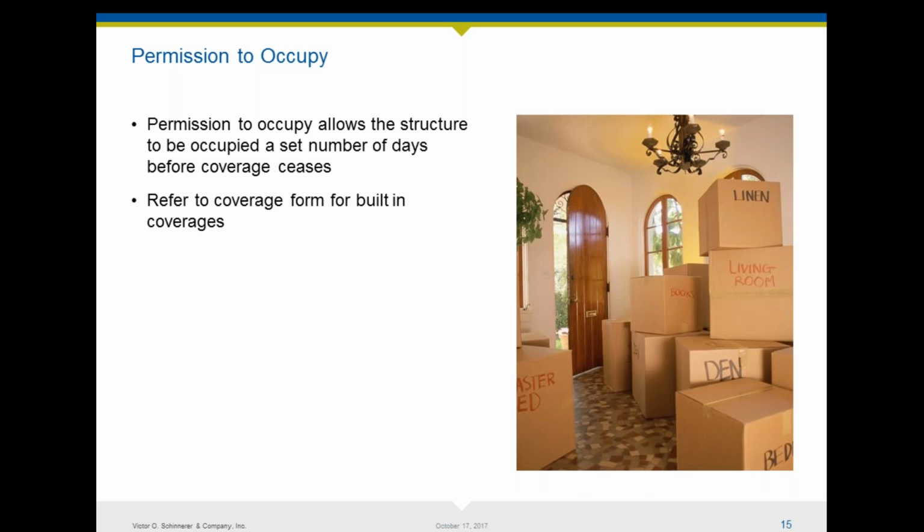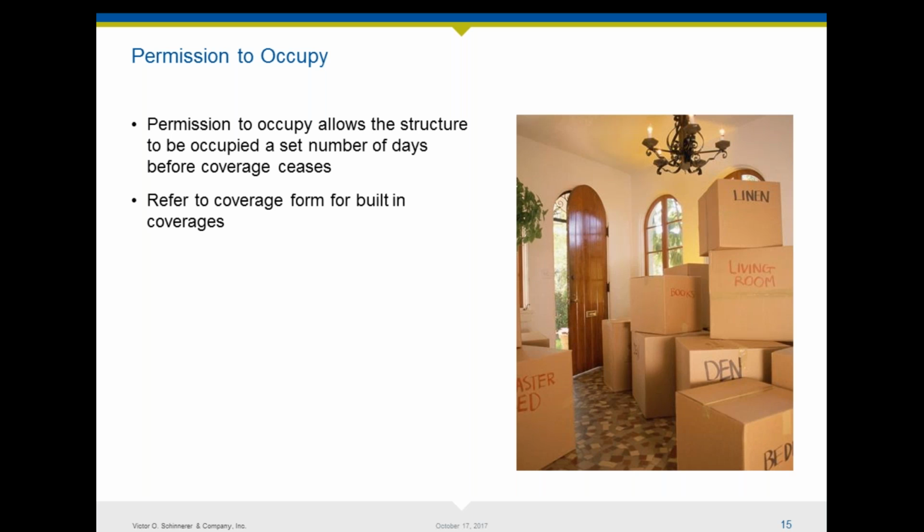The next two we're going to run through rather quickly, just so that we have time to answer any questions that you have. But permission to occupy, that is an endorsement that's available, but I would strongly recommend that you read our coverage form. We are very generous with our occupancy clause for new construction and remodeling. So if the client asks for permission to occupy, the first thing I do is point out page 1 of our coverage form. It highlights what occupancy clause is part of the coverage form, and then if additional occupancy or time is needed, that is where this endorsement would come into play.